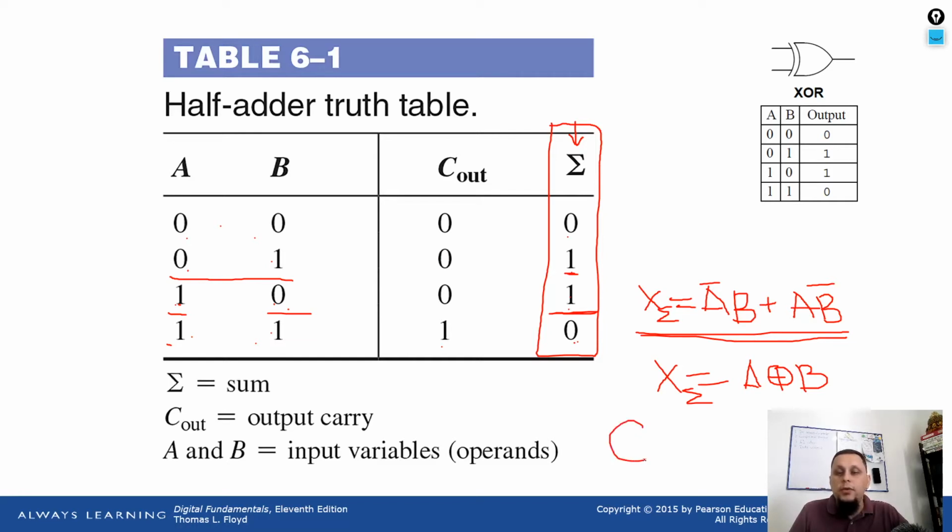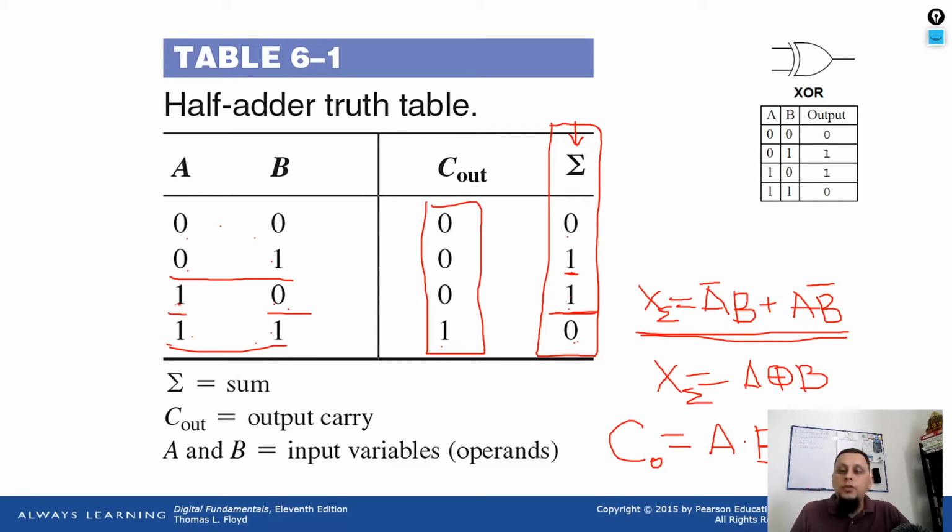How about the Cout? If you look here, it reminds you of what? The output is 0, 0, 0, 1. So the output is equal to 1 only when A is equal to 1 and B is equal to 1. So A multiplied by B. So as you can see, the output Cout can be implemented using the AND gate.